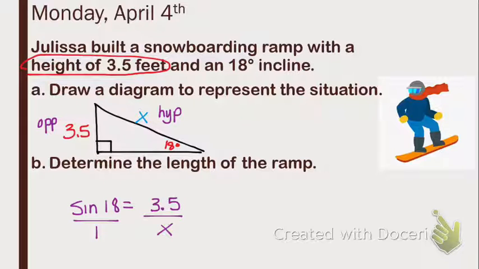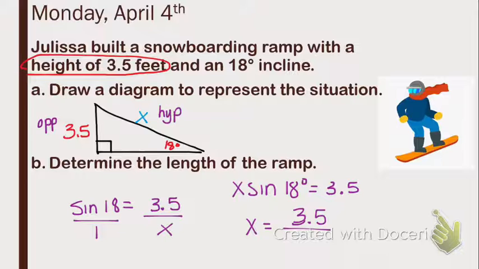So you have x times the sine of 18 degrees equals 3.5. X equals 3.5 divided by the sine of 18 degrees. This is not writing well.